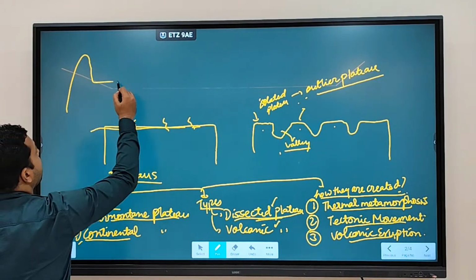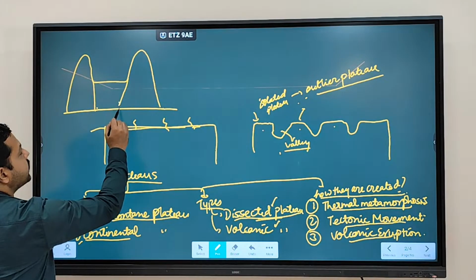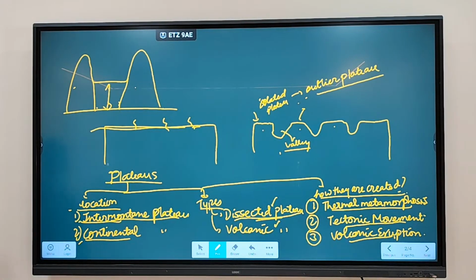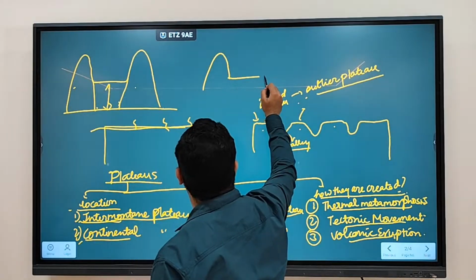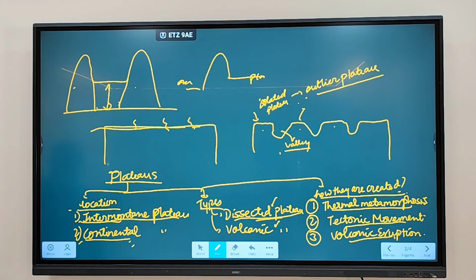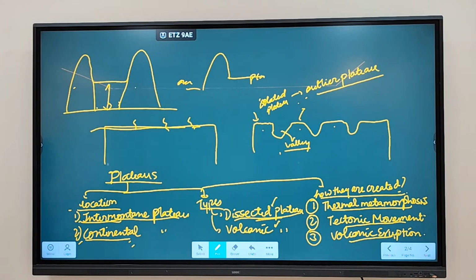The plateau that lies between two mountains is called an intermontane plateau. So let's say this is a highland part. This plateau lies between two mountains. It is going to be called an intermontane plateau. Clear? If a plateau on one side is surrounded by planar areas, oceans, or any other sea, then it is going to be called a continental plateau. Fine. So based on location, types, and how they are created, you can have these classifications. They can be intermontane plateau, continental plateau, dissected plateau, volcanic plateau, or created due to thermal metamorphosis, tectonic movement, or volcanic eruption. Fine.